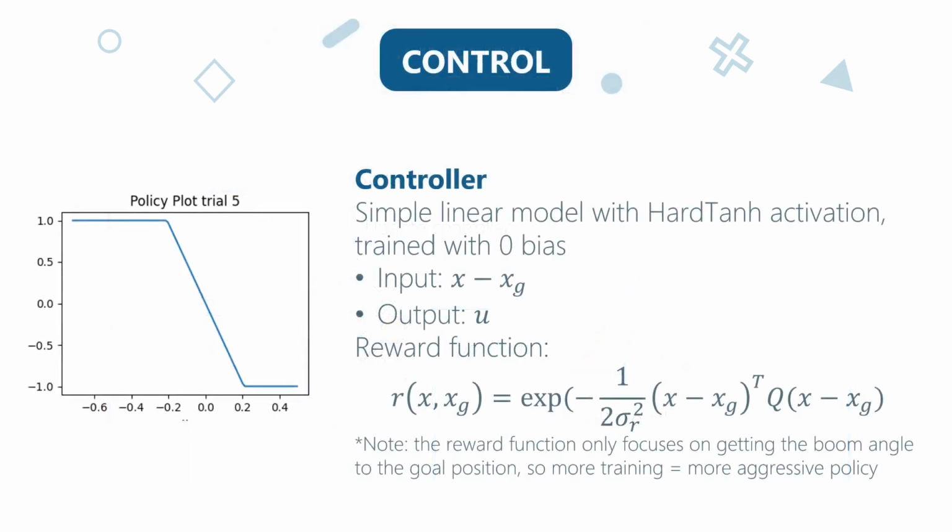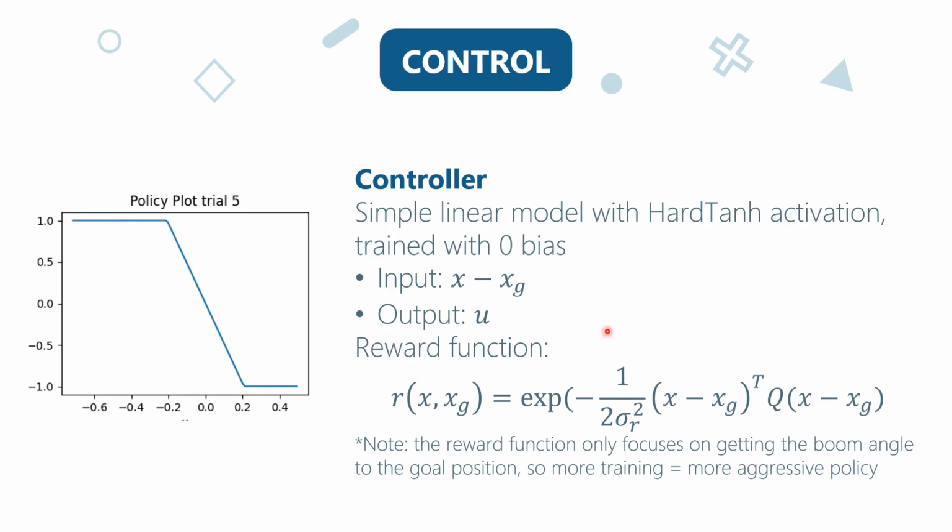The controller uses a linear model with hard-turn activation. The input to the model is the difference between the current state and desired state, and the output is a valve command. You can see the policy plotted on the left. The x-axis is the state error, while the y-axis is the valve command. For negative errors, the valve command is positive. For positive errors, it's negative. And when the error is 0, meaning the goal state has been reached, the valve command is also 0.